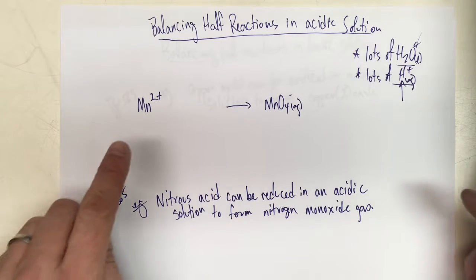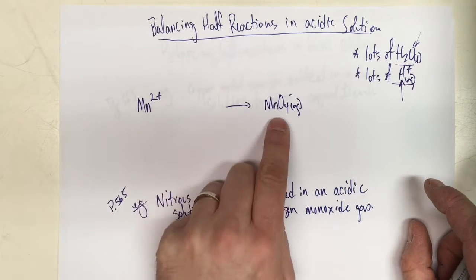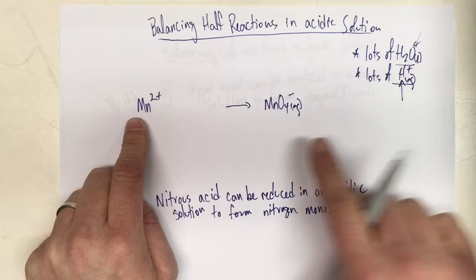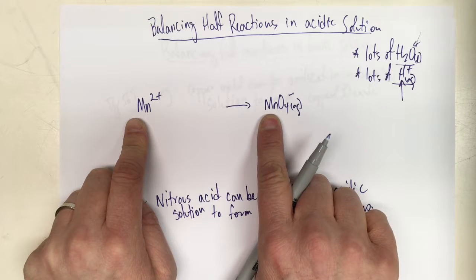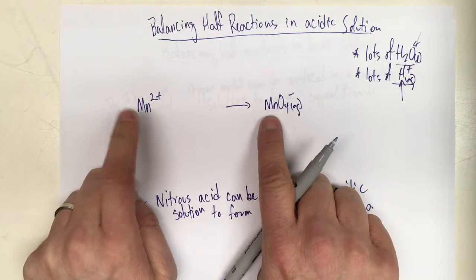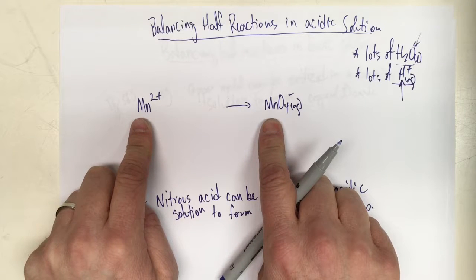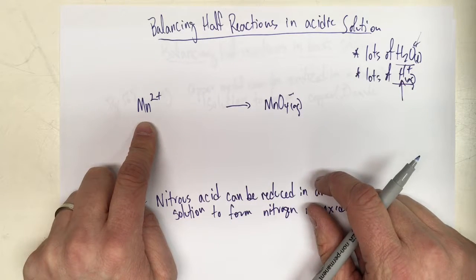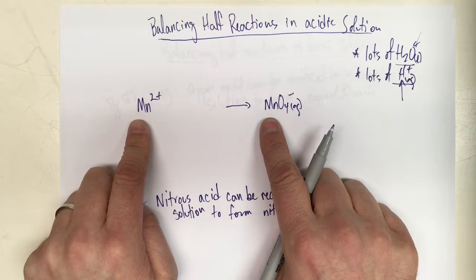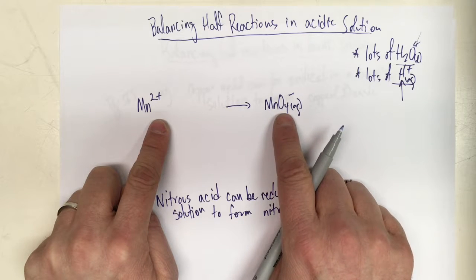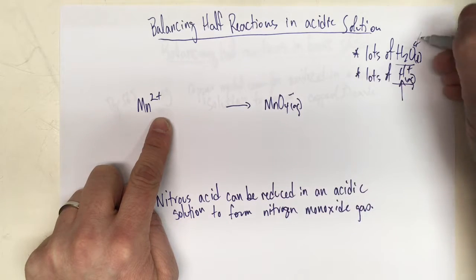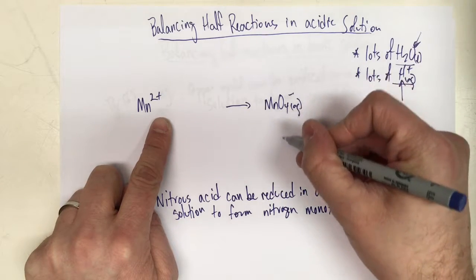So here's an example. I have manganese 2 becoming permanganate ions. The manganese 2 and the manganese are already balanced, right? One manganese atom in both. The starting point for us is to make sure that we've got everything but the oxygens and hydrogens balanced. We do. But my oxygens aren't, right? The products have 4 oxygens and the reactants have 0. So this is where I use my waters to balance out these oxygens.